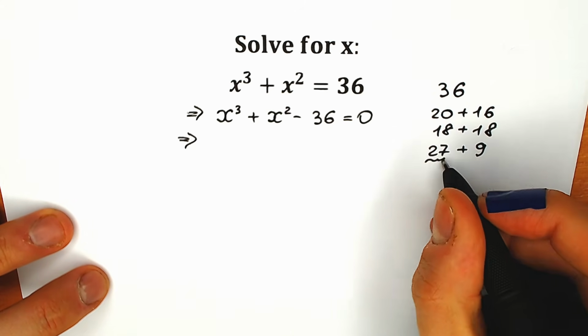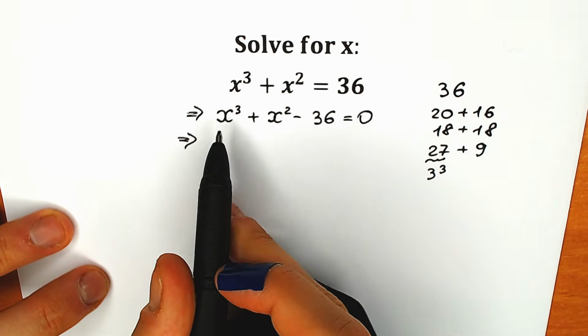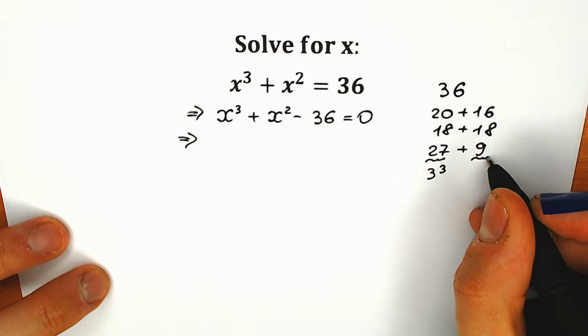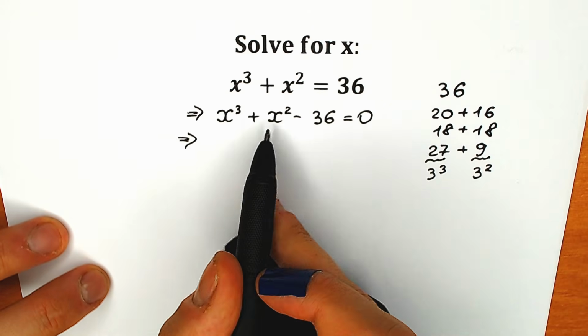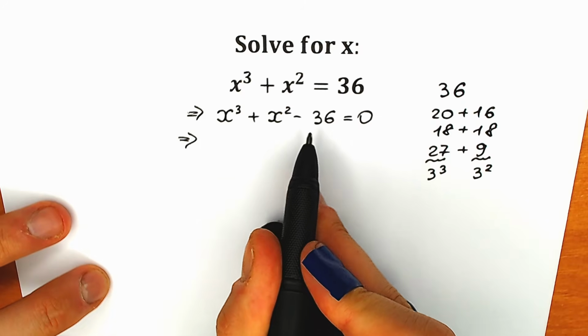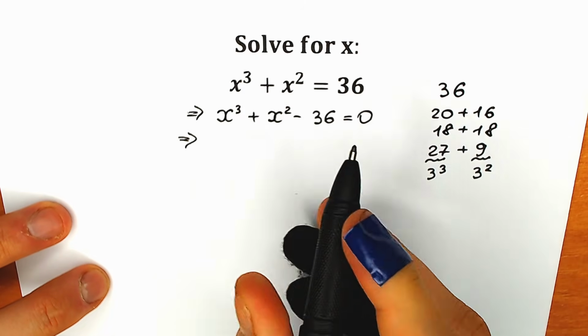27 can be written as 3 cubed, and we have a cube right here, so maybe somehow we can group it. And 9 can be written as 3 squared. We also have x squared, so maybe we can group it, okay? So let's start with it. Instead of 36, let's write 27 plus 9.